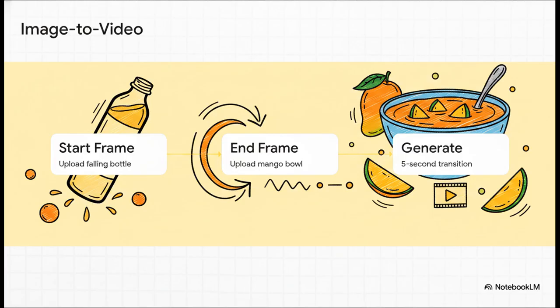Instead of just kind of awkwardly animating a single still image, you upload a starting picture, say a juice bottle falling, and an ending picture like a bowl of mango juice. The AI intelligently calculates every single thing that needs to happen in between to connect those 2 frames logically.